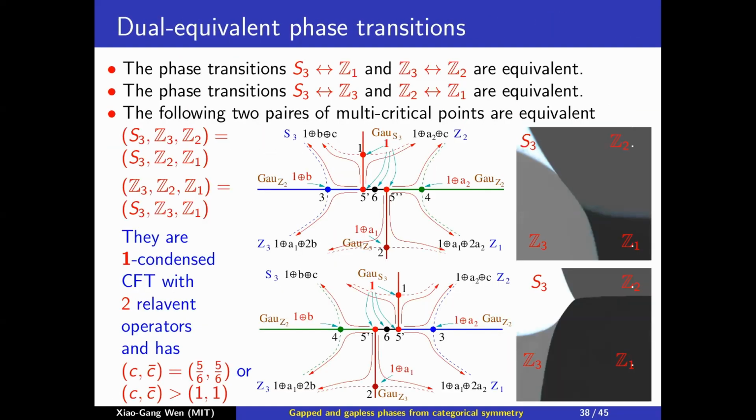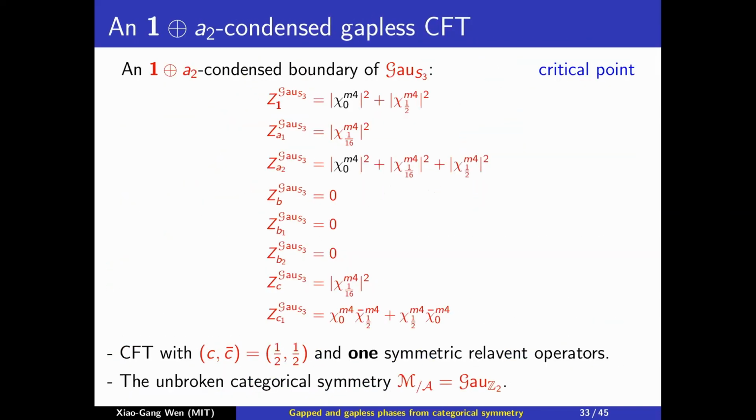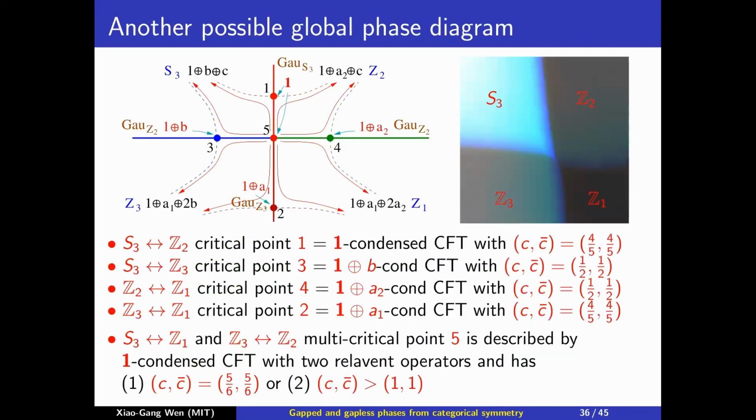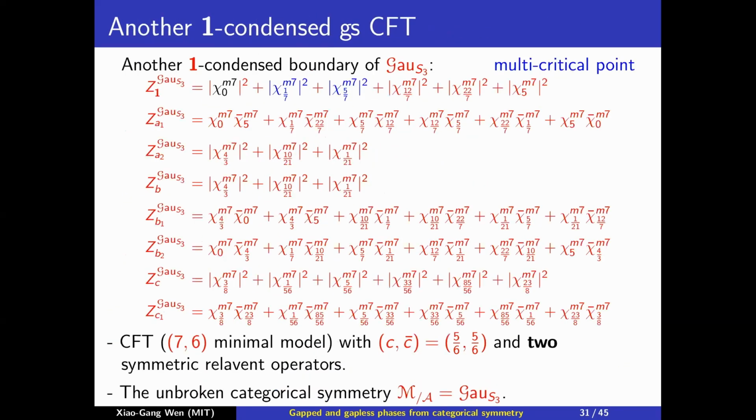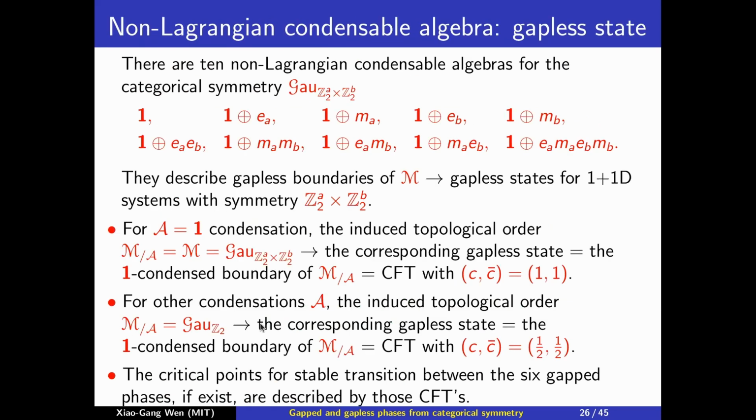Maybe let me do this. I didn't have an example here, but let me see. Yeah, here. So for the Z2 cross Z2 symmetry, there's this kind of non-maximal condensable algebra. And it turns out we have many of them.